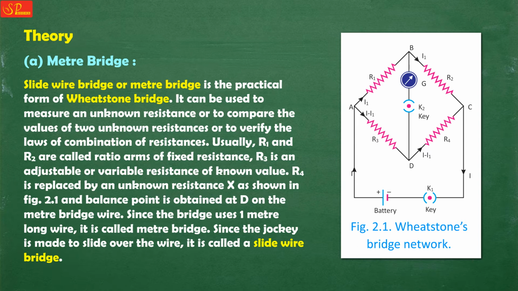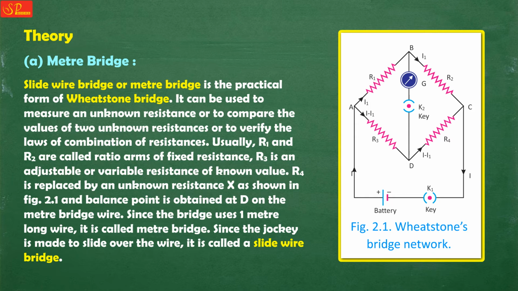R4 is replaced by an unknown resistance X as shown in figure 2.1 and the balance point is obtained at D on the meter bridge wire. Since the bridge uses 1 meter long wire, it is called meter bridge. Since the jockey is made to slide over the wire, it is called a slide wire bridge. Figure 2.1 Wheatstone's bridge network.